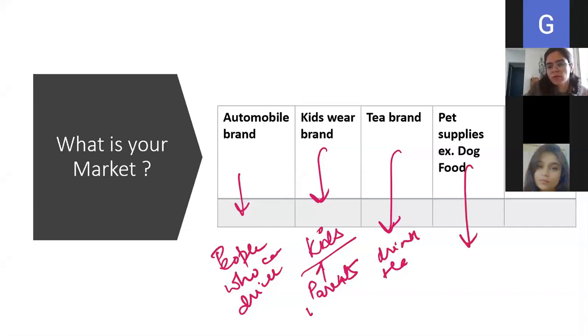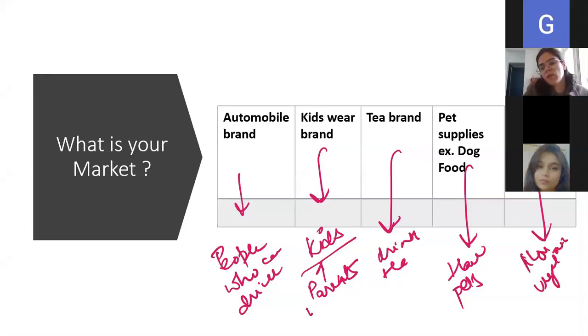Okay, pet supplies, for example dog food. Ma'am, people who have pets. People who have pets, who have dogs. Yeah. Okay, and a brand that sells meat. Non-vegetarian people. Vegetarian people also, people who have pets. Will people who have a pet buy meat also, Vaishali? So that's dog food. Yeah, maybe. Yes, that can happen. Or they are themselves vegetarian, but yes, they like to give meat to their pets. Yes, that can also come.